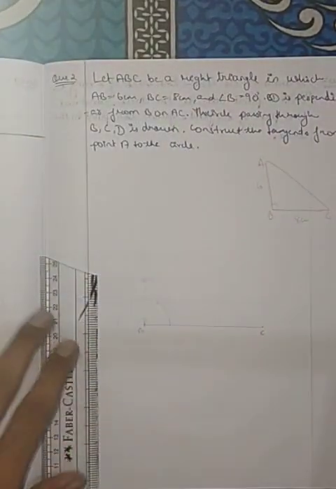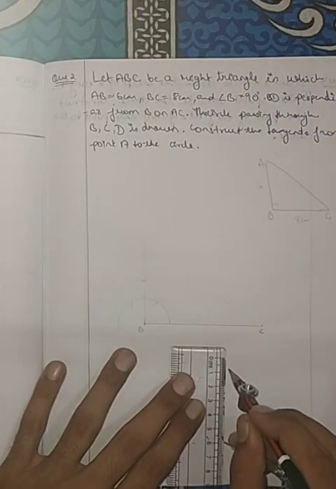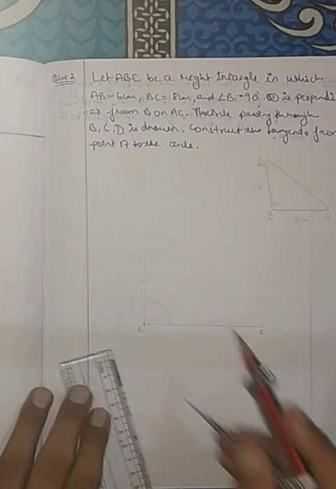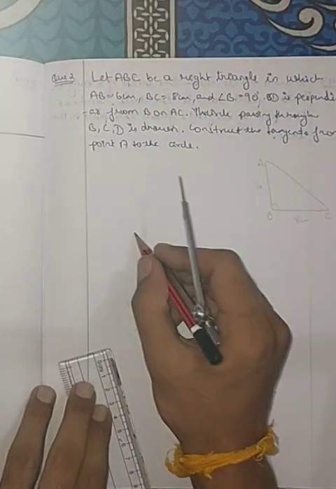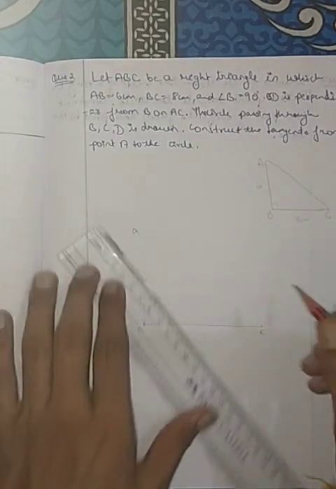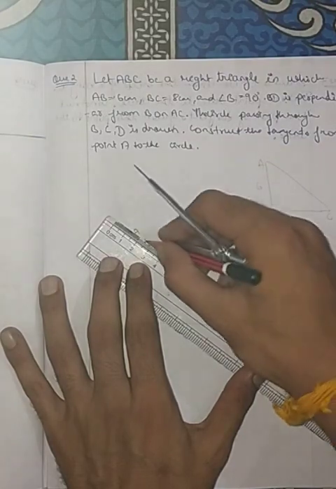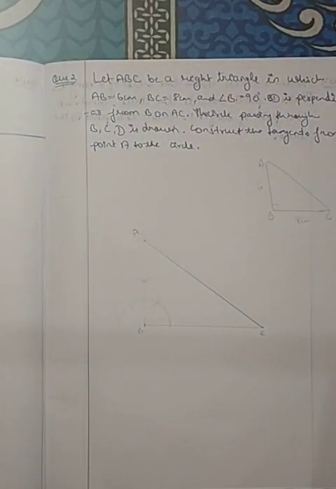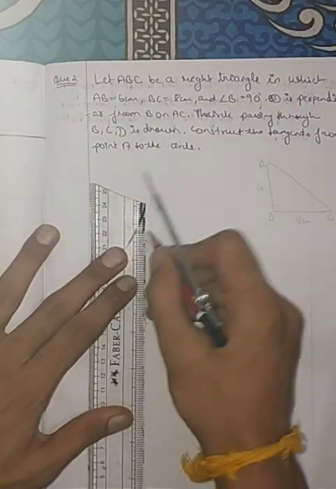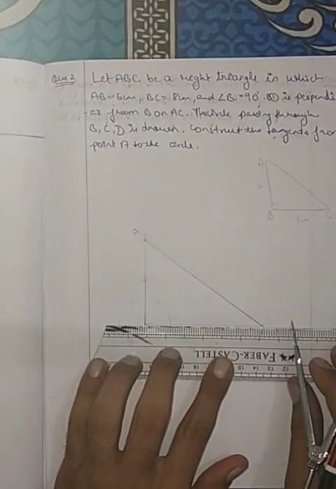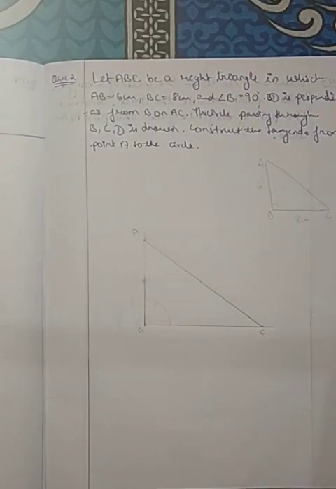Now AB is given as 6 centimeters. So open your compass to 6 centimeters. Put it on B and cut an arc. So this point will be A. Join AC. So ABC is the required triangle.